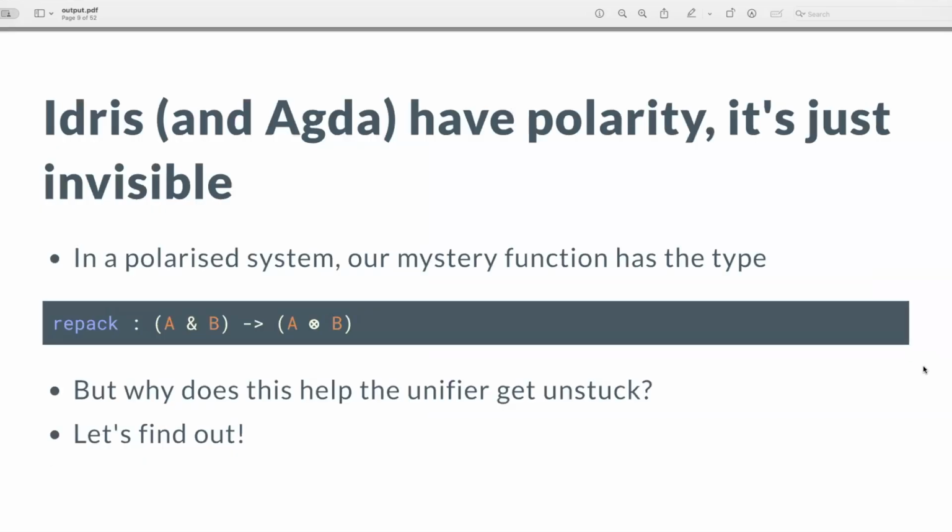But there is a third way. In a polarized type system, we can actually give a type to that function. It is a conversion between a negative pair, which is defined by projections, and a positive pair, which is defined by pattern matching. Even though we can give it a more precise type, which is invisible in Idris, this so far doesn't explain why we're stuck in the first place. And the talk will hopefully clarify it.